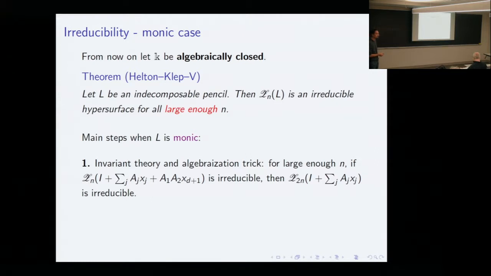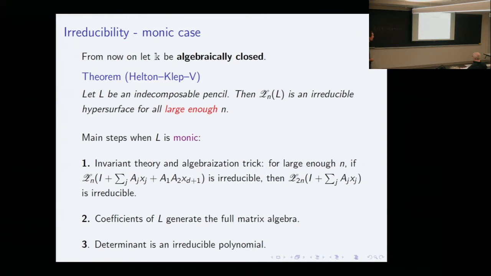And now remember that this L was indecomposable, so in the monic case that means that the coefficients of L generate the full algebra. So now you're thinking, well, I want to show irreducibility of that. Okay, I can add one product and show the irreducibility of that, and you keep adding the products to your pencil. What's going to happen eventually is that your products are going to span the whole algebra. So eventually you're going to get the determinant of something that spans the whole algebra. So up to basis change, it's going to be just the determinant of a big generic matrix. And the determinant is a polynomial, an irreducible one. And then, using the first step, you roll back down and you see that for large enough n's, this is going to be an irreducible hypersurface.